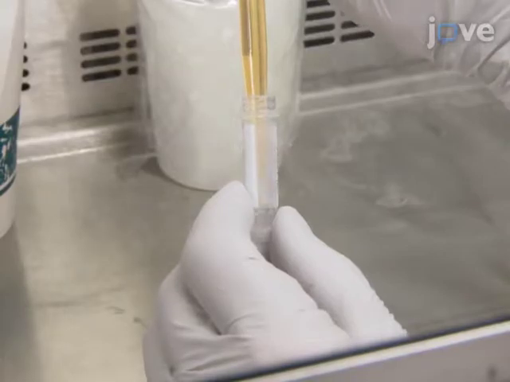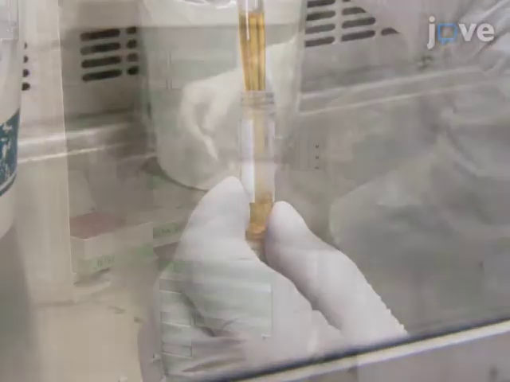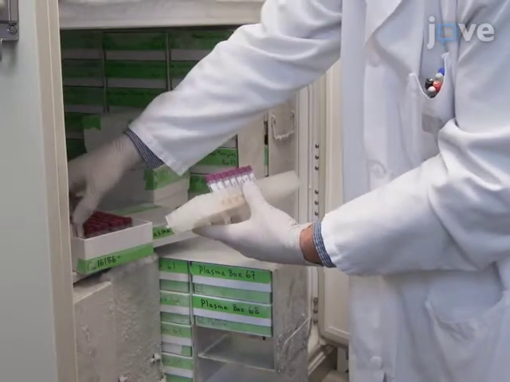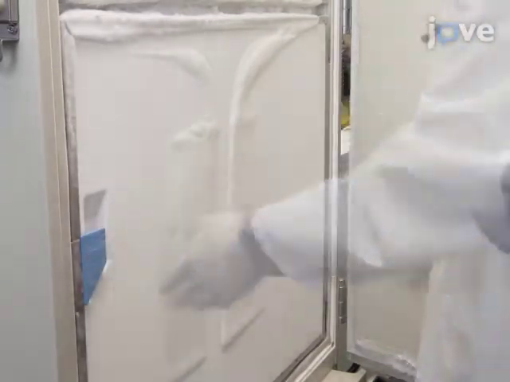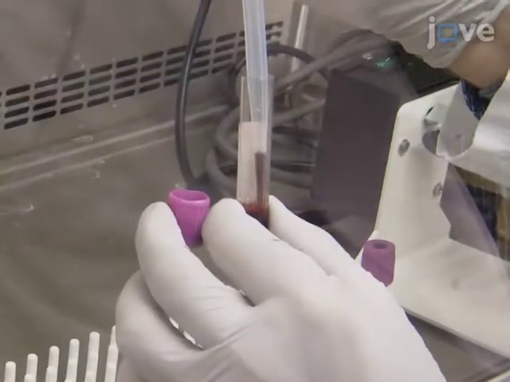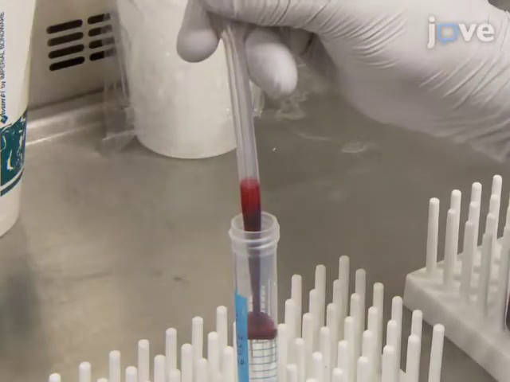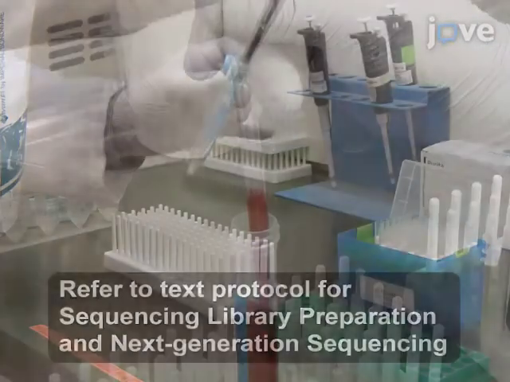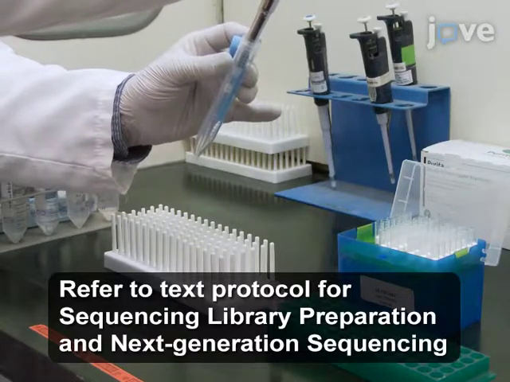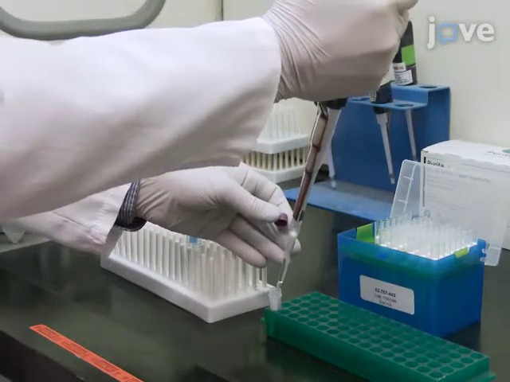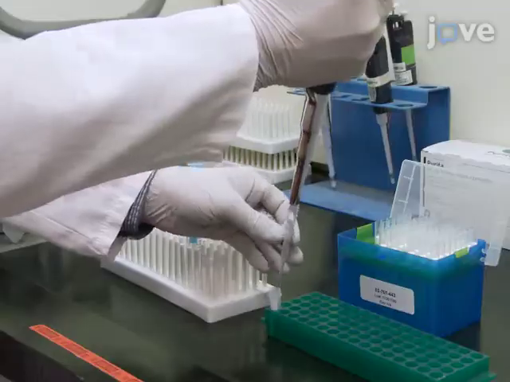Dispense into multiple 500 microliter aliquots, and store at -80 degrees Celsius for future biochemical analyses. Extract DNA from the blood sample with a blood extraction kit according to the manufacturer's instructions. The extracted DNA is then used to prepare a sequencing library for next-generation sequencing.